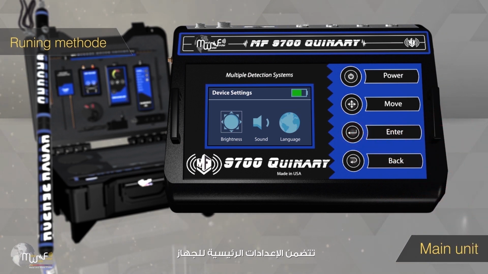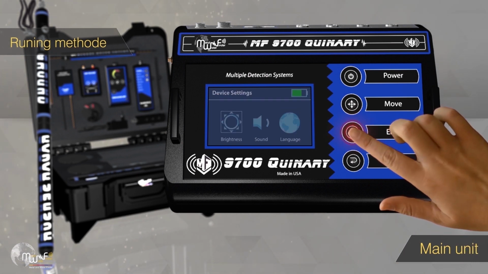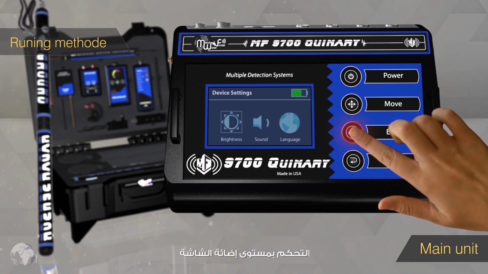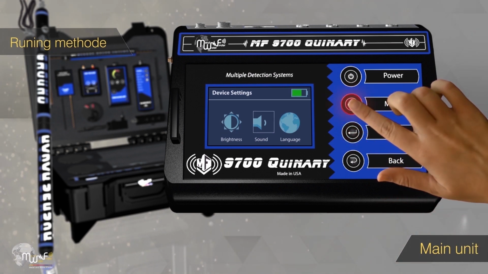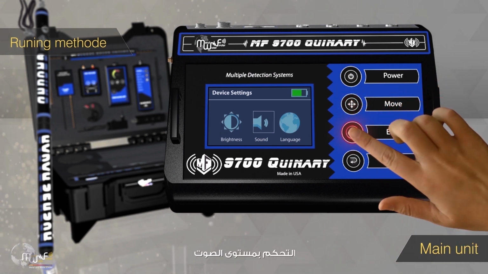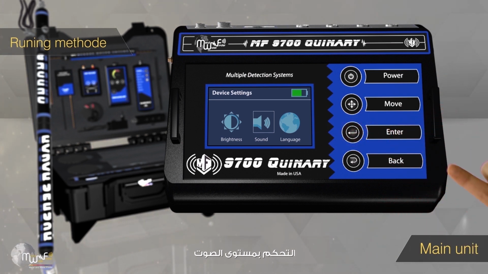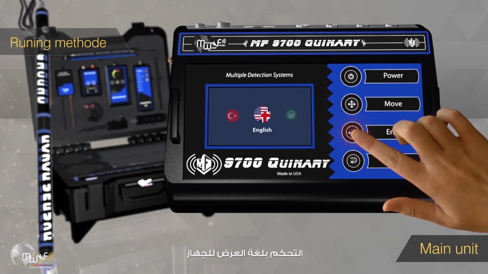Device general settings include control by level of screen brightness, control by the sound level, control of the device main language.